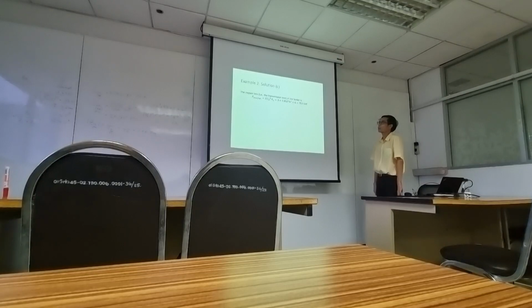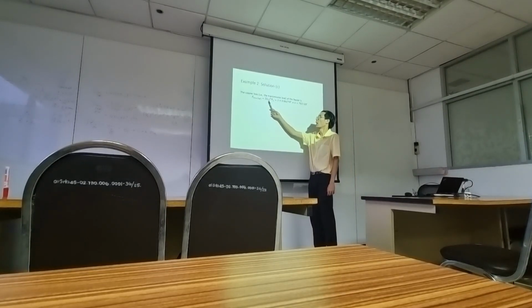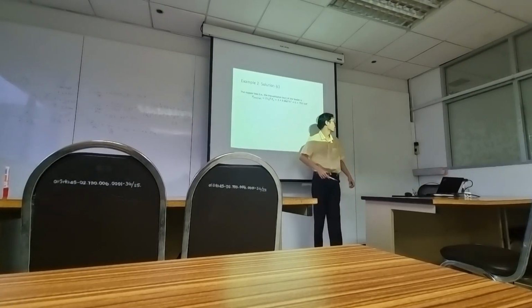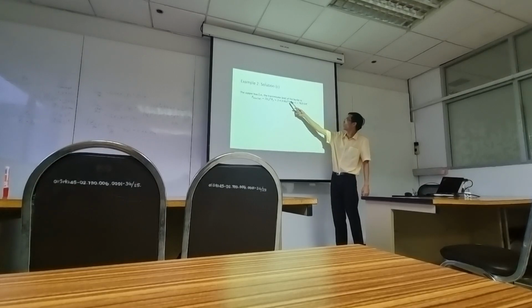Then calculate the copper loss. Copper loss is the power loss in the transmission line. So the three-phase P loss is 3 IL square RL, right? This is I square multiplied by R. So 3 IL square RL, we get 70 kilowatt.